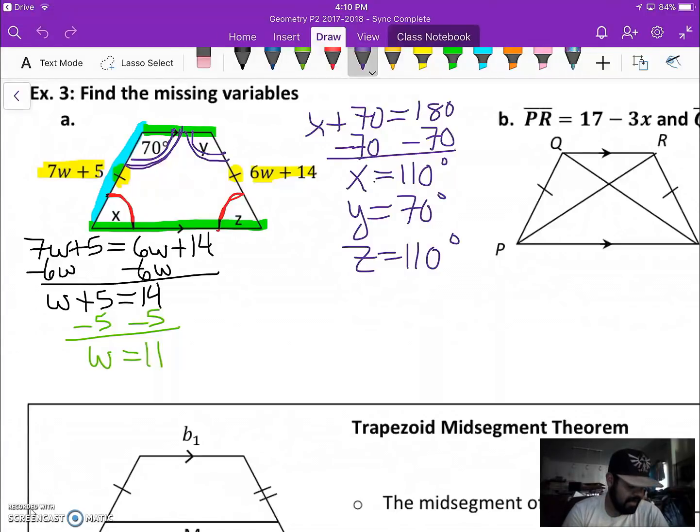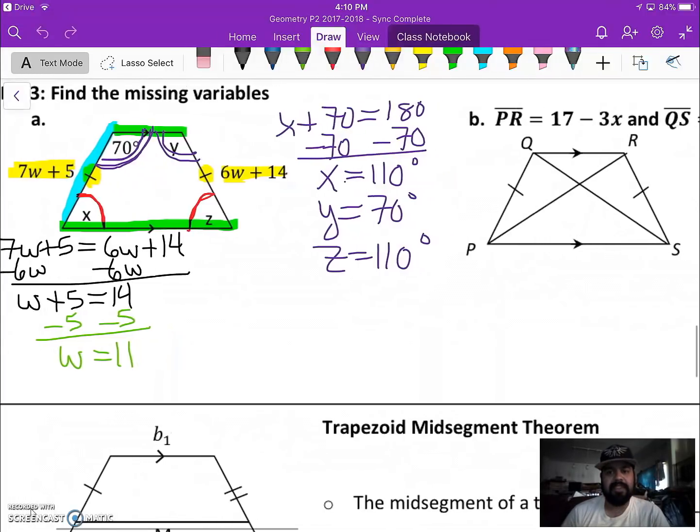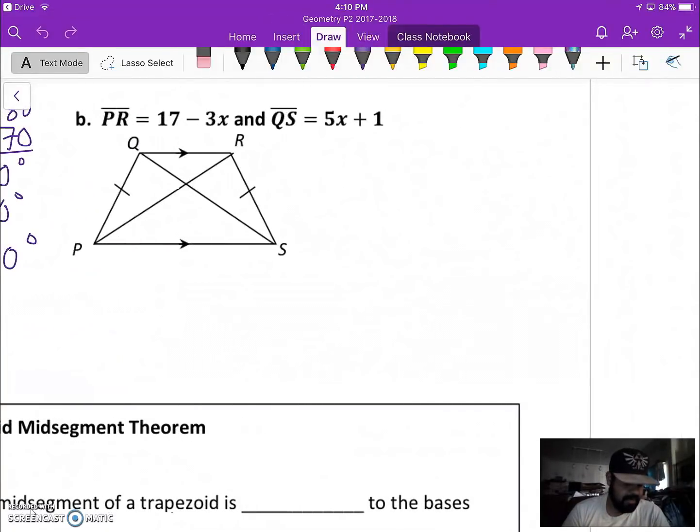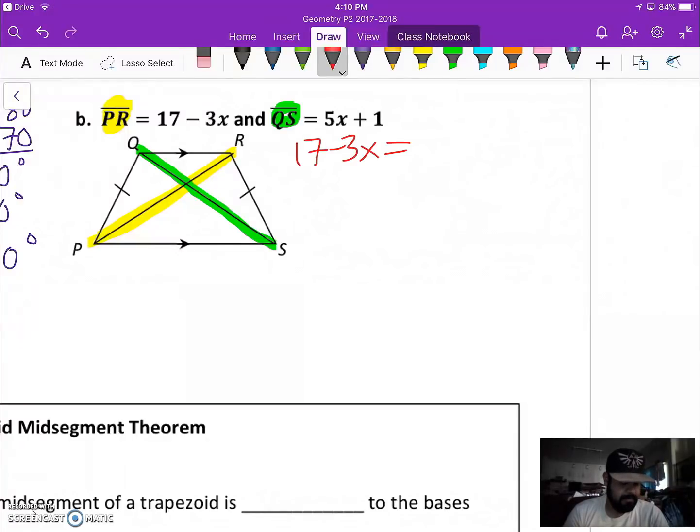Now let's talk about what happens when you look at a problem with the diagonal. Again, we've got PR, which is this diagonal here. We've also got QS, which is this diagonal here. And if you remember from the box above, our diagonals are congruent. So we can say 17 minus 3x equals 5x plus 1.